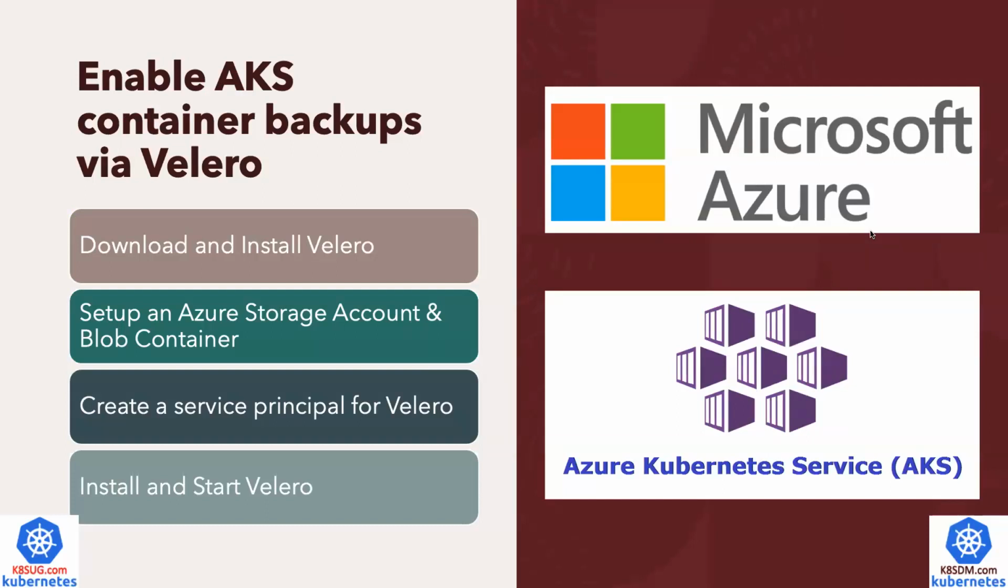Let's say I already have a new AKS cluster running. How to do it? You can follow the documentation page. You download and install Velero, which is a command line tool. Then you set up an Azure storage account and create a blob container. After that, you create a service principal for Velero. And last but not least, you install and start the Velero backup. Technically you can follow the documentation to do it by yourself, but it's still time consuming.